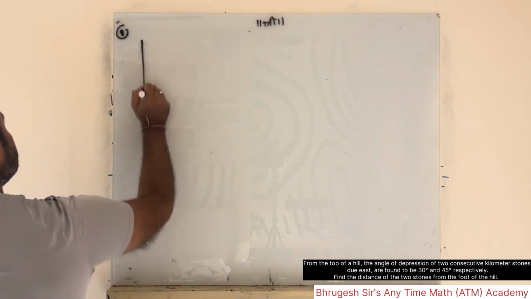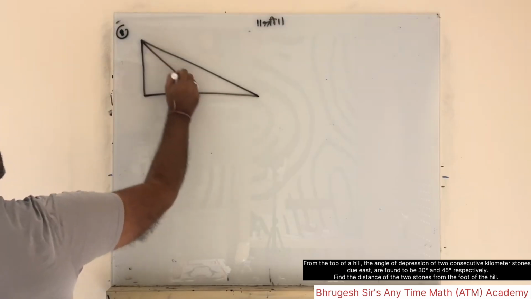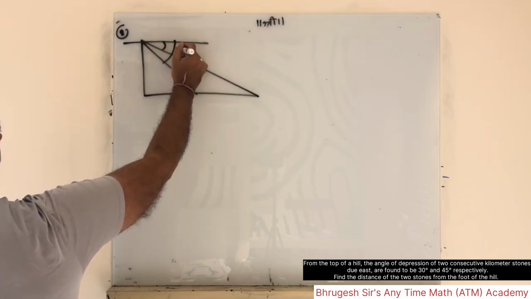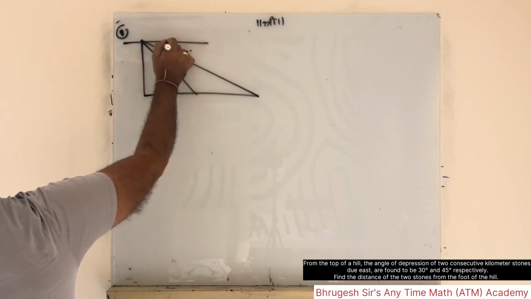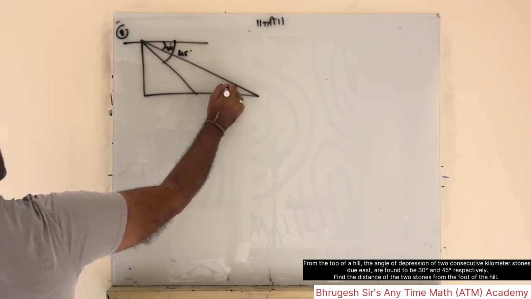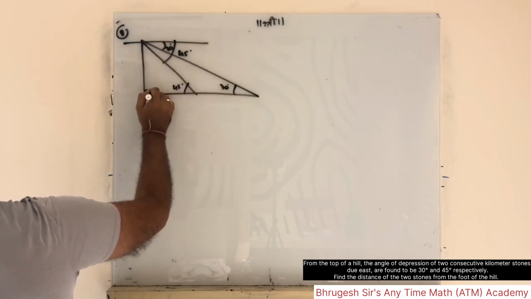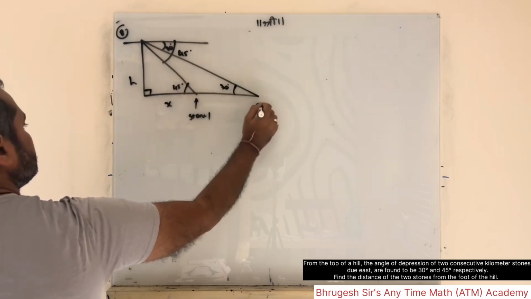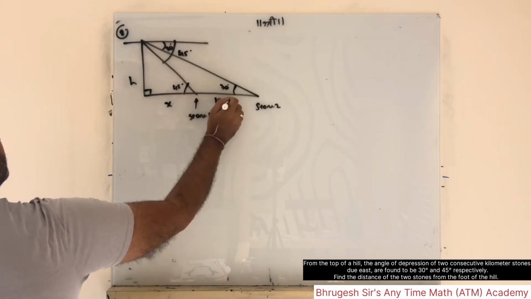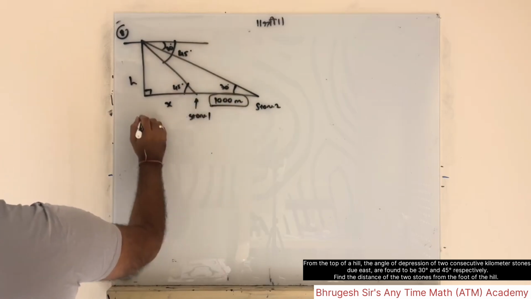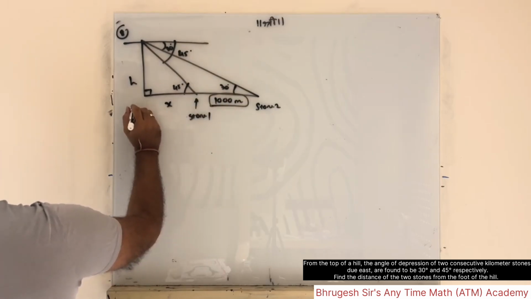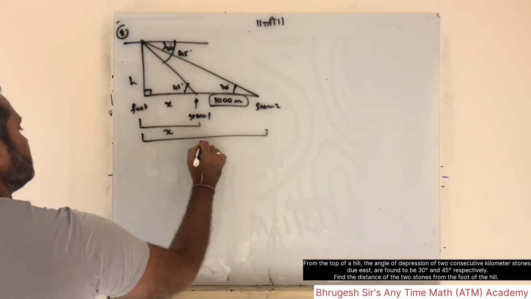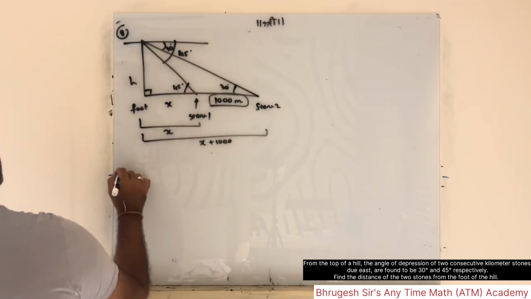From the top of the hill, the angle of depression of two consecutive kilometer stones is 30 and 45 degrees. So ये भी 30 degrees and ये भी 45 degrees. This is stone 1, this is stone 2. 1 kilometer मतलब 1000 meters. Find the distance of two stones from the foot of the hill. Stone 1 is at a distance of x. Stone 2 is at a distance of x plus 1000. Okay, so let's get started.